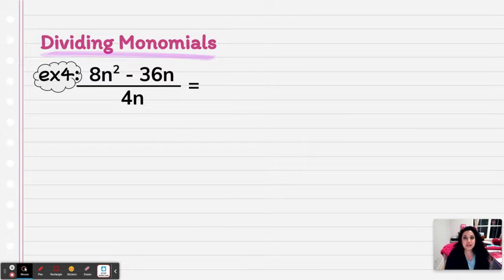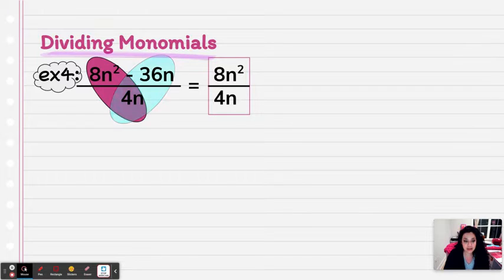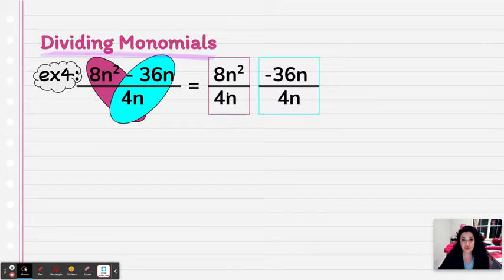All right, so when you have something that looks like this, a binomial by a monomial, my suggestion, remember we're still keeping the power rules in mind, is to take it apart. Take your first part, which is 8n squared divided by 4n, and then take your second part, negative 36n divided by 4n. So now that I have 2 separate monomials, I can easily divide.